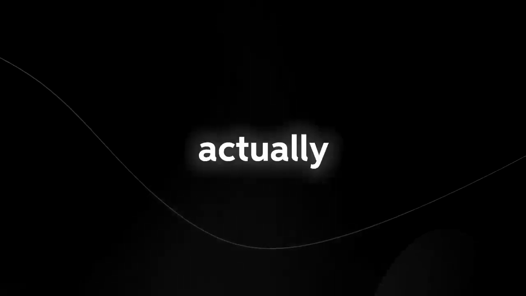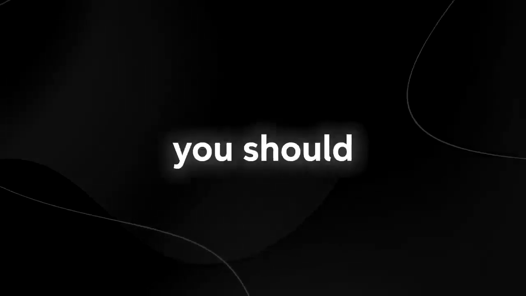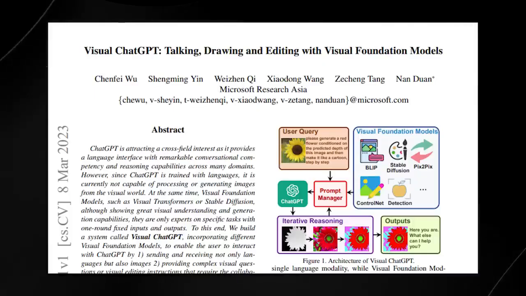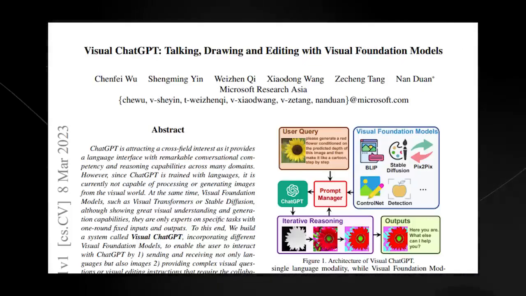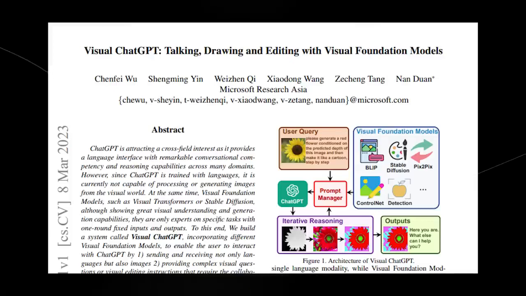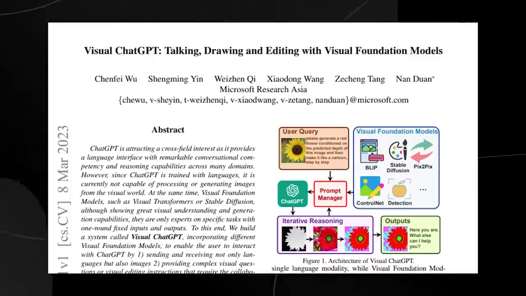Now remember, this is actually a working demo that you can try in the link below, but I'm going to show you exactly what you should try and the examples that do work really well with this. For some reason, it seems like the community hasn't picked up on this. So let's take a look at this paper right here. It says Visual ChatGPT: talking, drawing, and editing with visual foundation models.